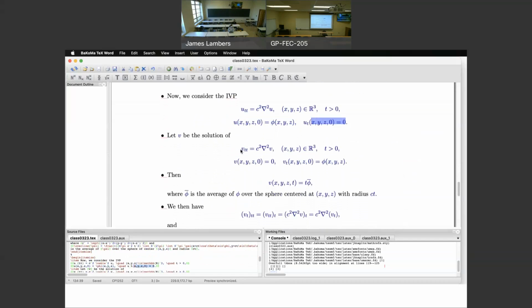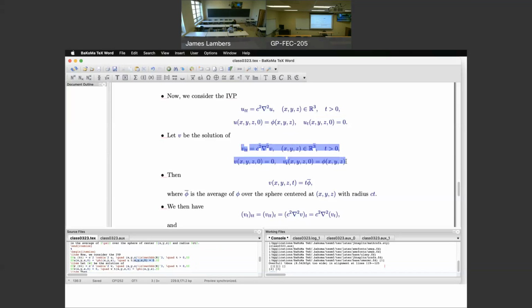Because suppose I go back to the previous problem. So this is the equation I was solving earlier where we have non-zero initial data here, but here whatever initial data I have here, I'm now putting here. Well, I know what the solution to this is because I just did it. It's this.